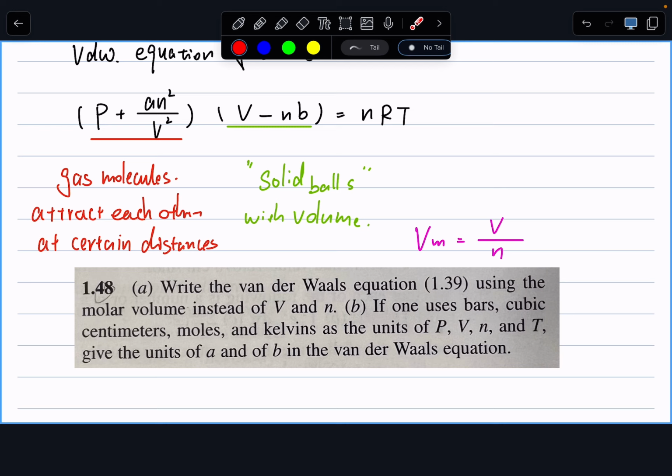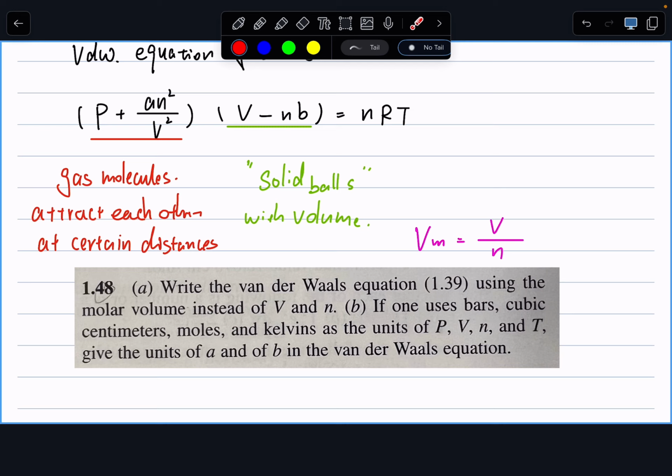So your unit of a will be bar times mole squared divided by cm^6. Make sense?